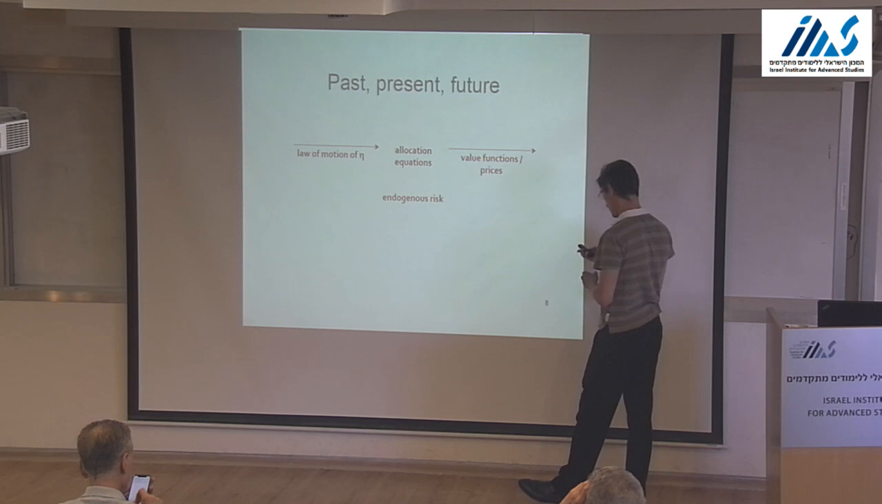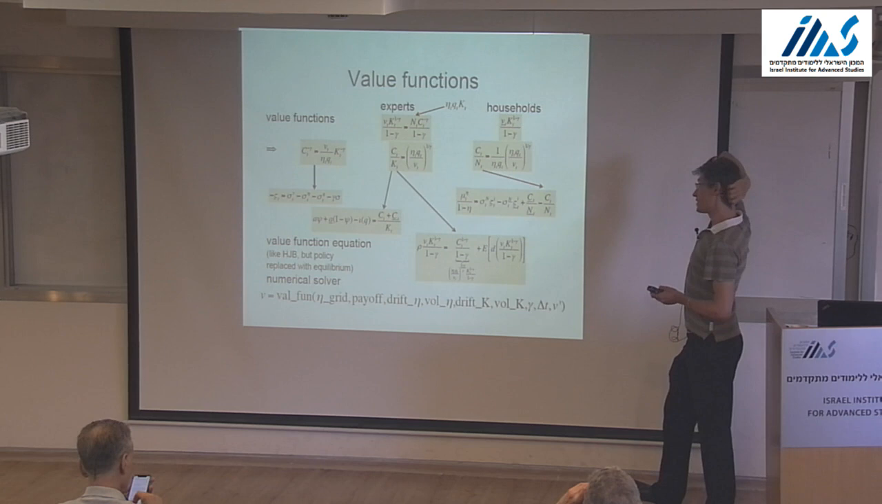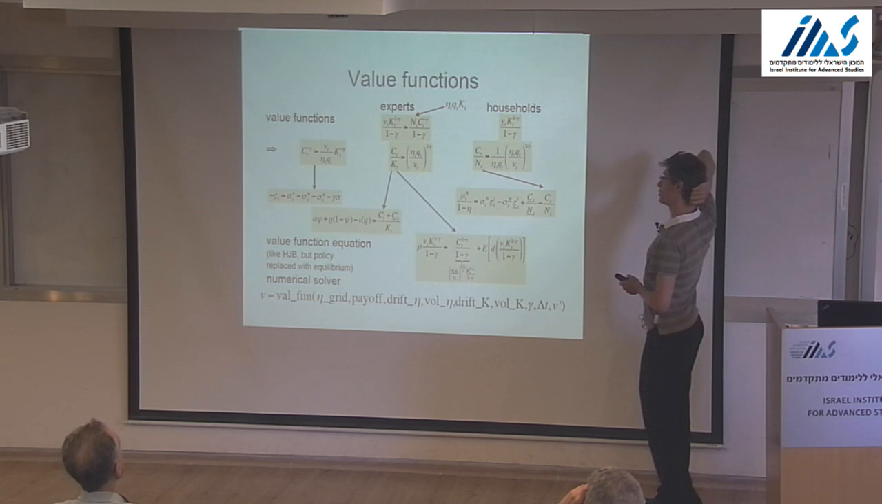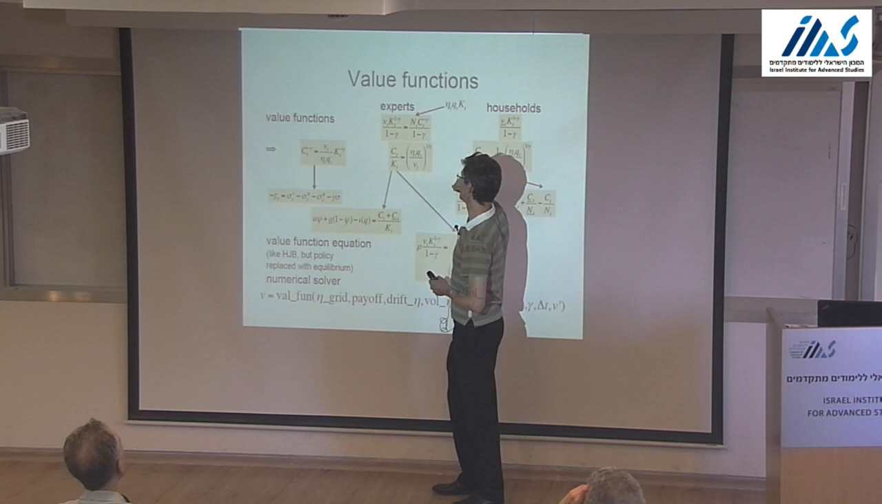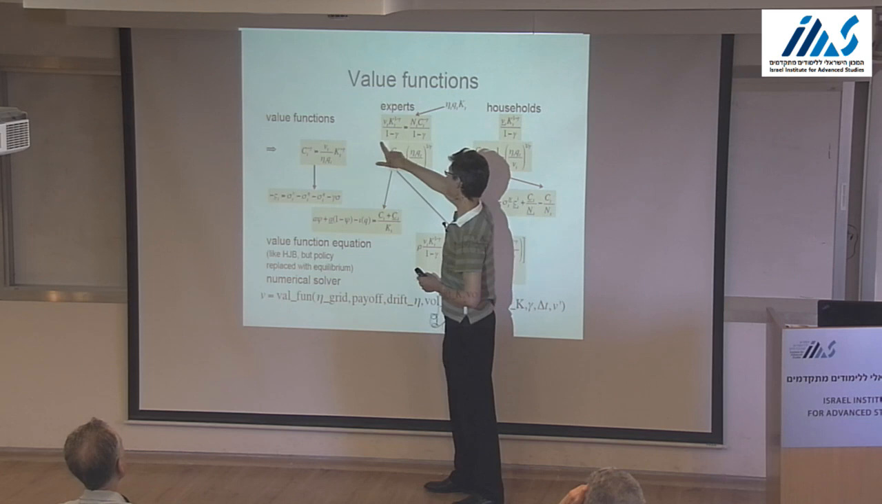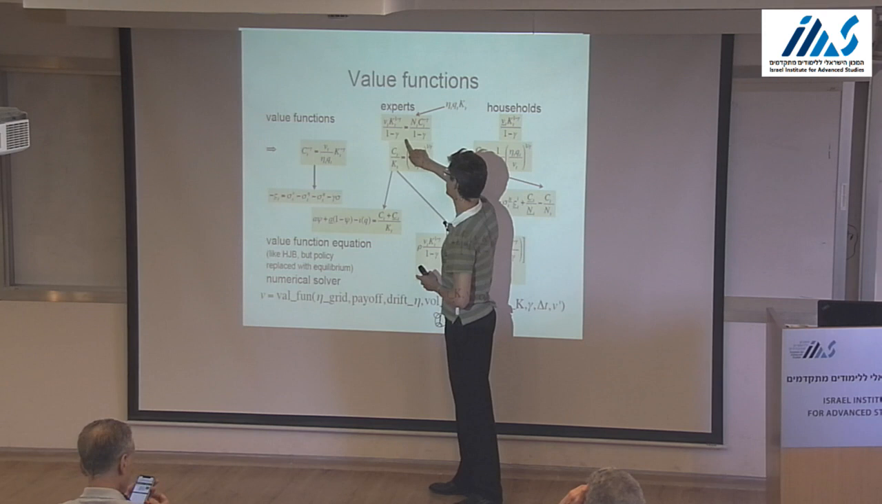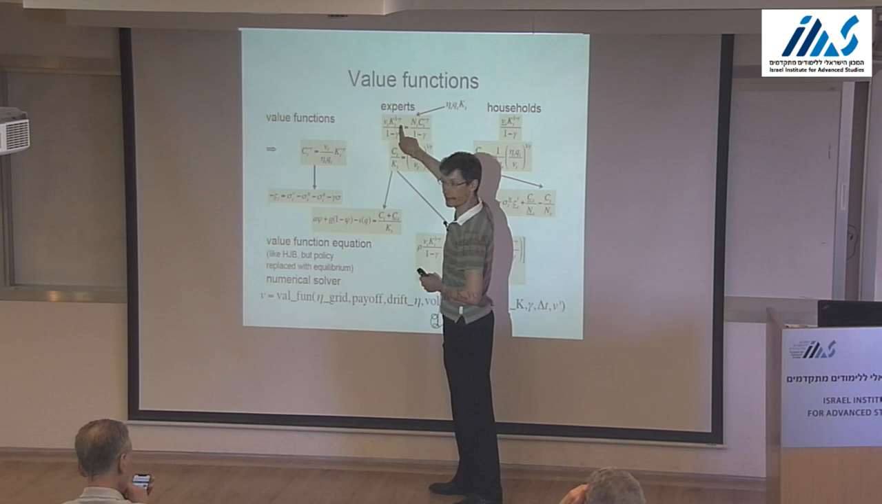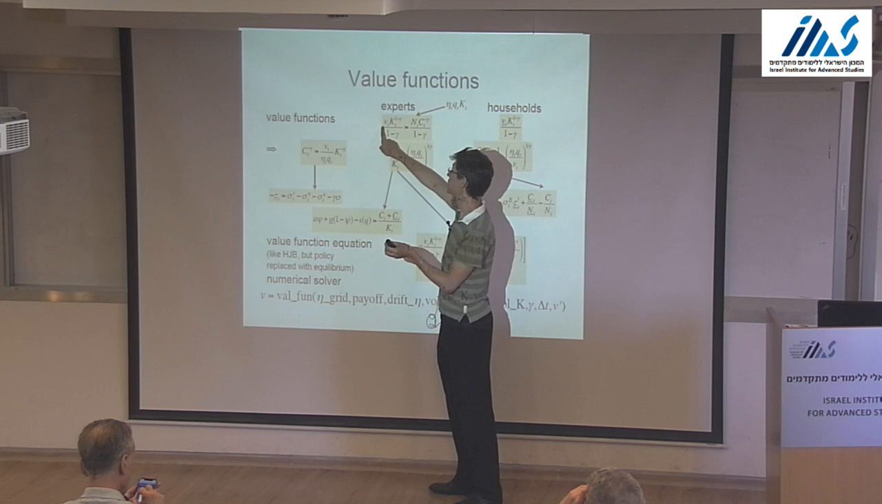And now, about value functions. This slide summarizes how to deal with CRRA utility. So we can introduce value functions of experts, and this is the utility of a representative expert. And this is the utility of a representative household. The reason it's written in this way is because with CRRA utility there's going to be a scaling factor. So if you scale up the economy, it's going to affect the utility by exactly this factor. And plus v is going to be a function of the state variable. So v is some function.